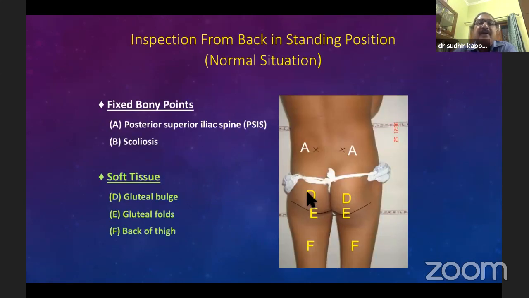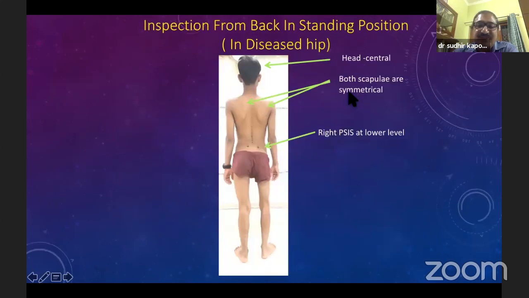Now we go to the inspection from the back in the standing position. Once we are conducting the inspection from the back in standing position, all the points should be properly marked. The posterior superior iliac spine, the spinous processes, the gluteal bulge, gluteal folds, and the back of the thigh should be visible to you, and you can make these observations. Like in this patient, the head is central, both the scapulae and the shoulders are symmetrical. The right posterior superior iliac spine is at a lower level.